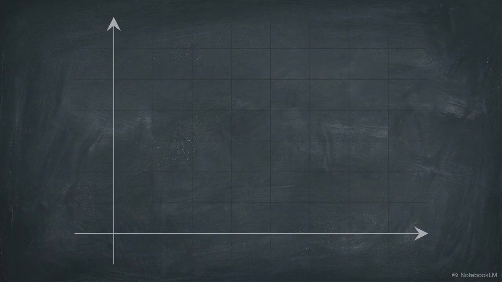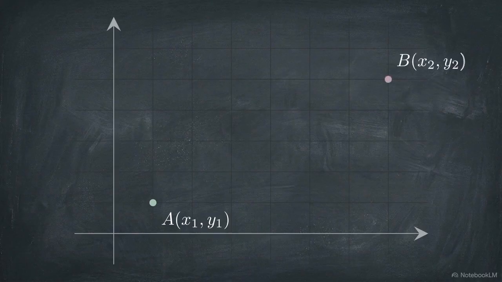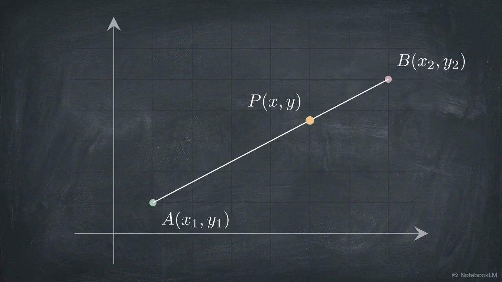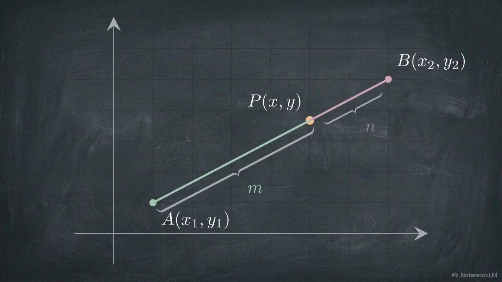Let's define the geometry. We place a line segment on a Cartesian plane, bounded by point A at coordinates x1, y1, and point B at x2, y2. Now introduce a third location, point P, with unknown coordinates x and y positioned on that line. Point P divides our line into two segments, AP and PB. The ratio of their lengths is given as m to n.